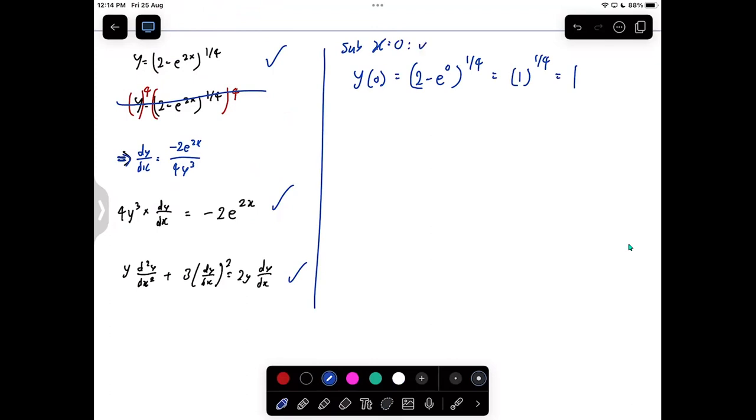Okay, so now we must remember x equals to 0, so far y equals to 1. Then that means that dy by dx here equals to minus 2 e to the power of 2 times 0 over 4y cubed. But what's my y? Your y is 2 minus e to the power 2x to the power 1/4. It's just 1. Yes, so that means you can substitute in the 1 over here.